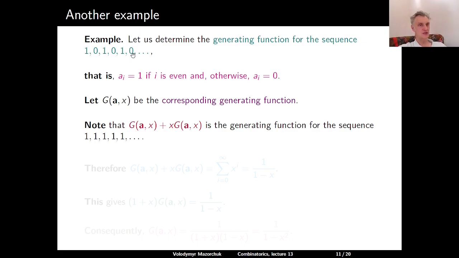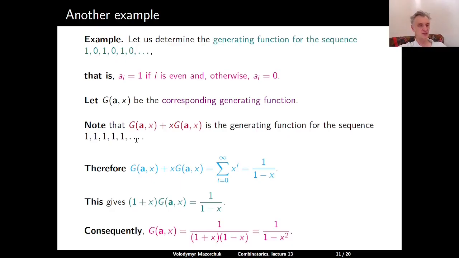So if we take our original sequence, multiply with x, which means that we shift it by one step to the right, and then we add it, we get 1, 1, 1, 1, 1, and so on. So the generating function for our sequence plus x times the generating function for our sequence gives us the generating function for the constant sequence 1, 1, 1, 1, 1, and we know that that is 1 divided by 1 minus x. In other words, 1 plus x times our generating function equals 1 divided by 1 minus x.